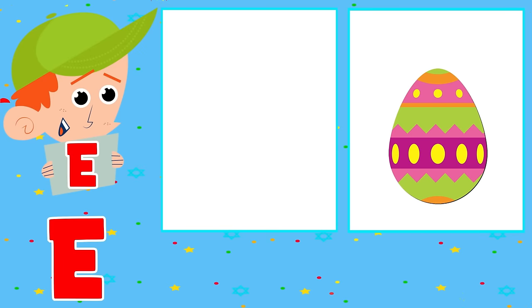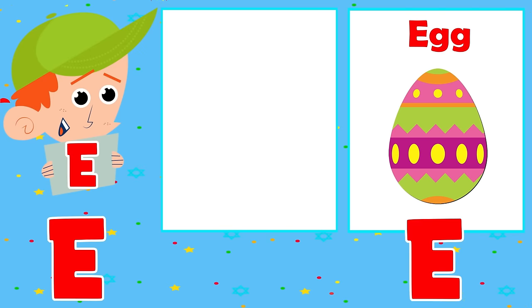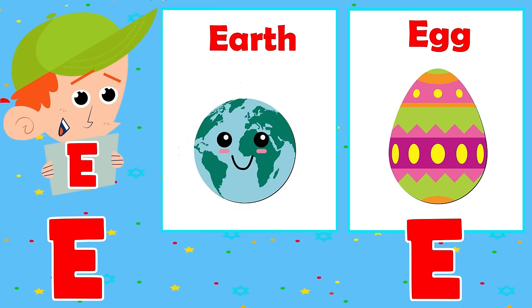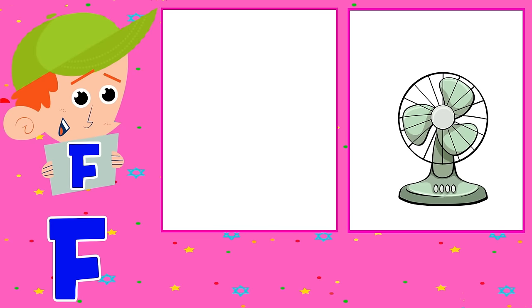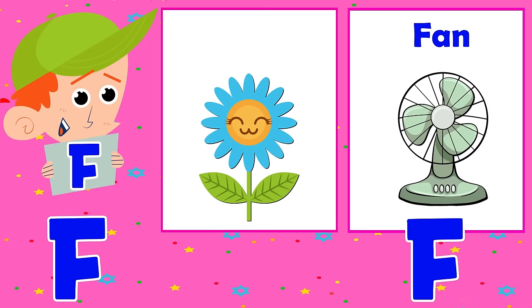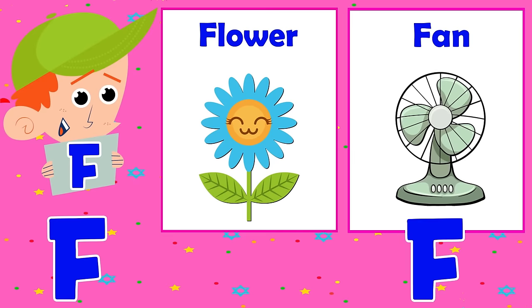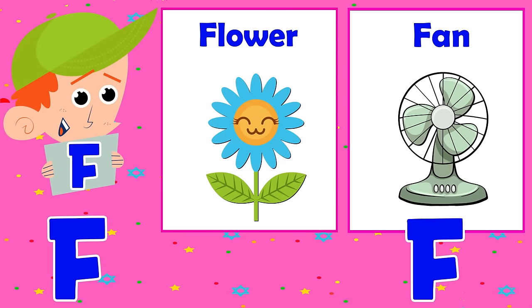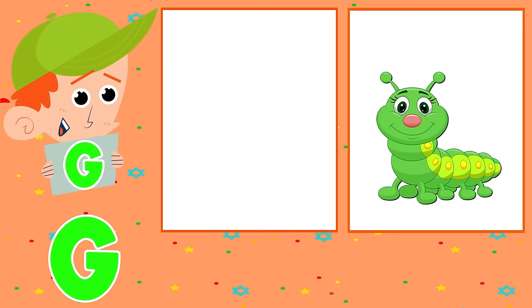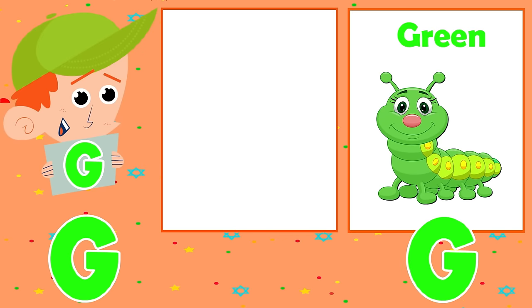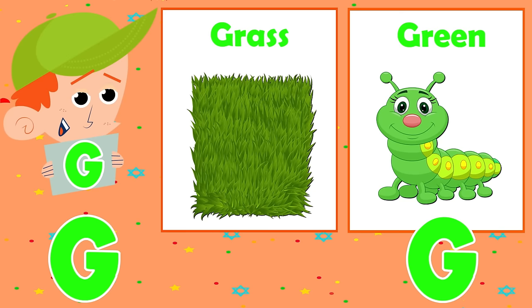E is for eggs. E is for earth. E is for eggs. E is for earth. F is for fan. F is for flower. F is for fan. F is for flower. G is for green. G is for grass. G is for green. G is for grass.